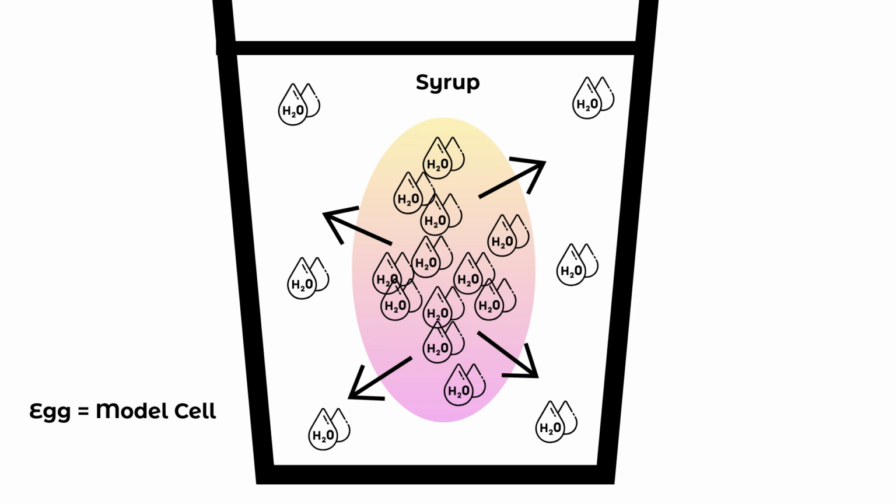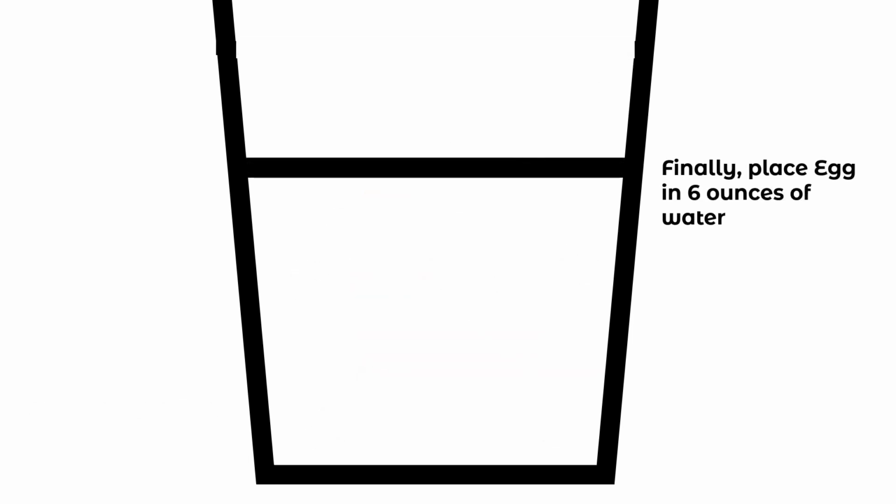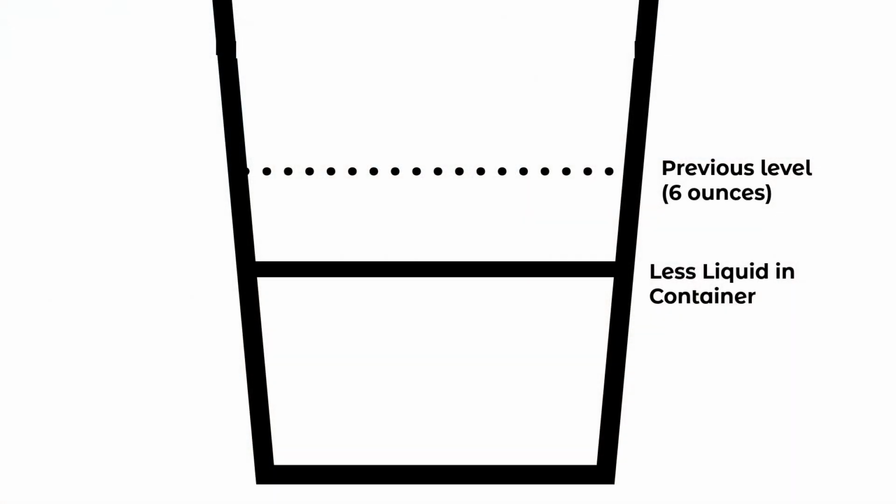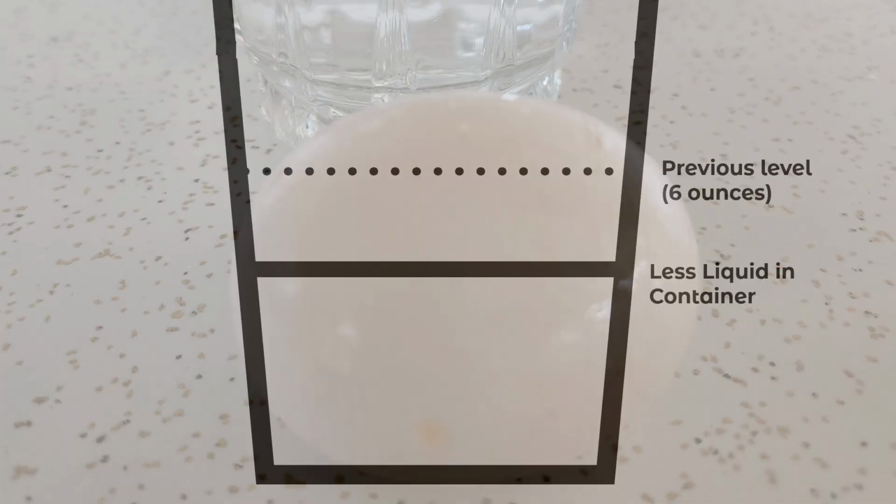Finally, place 6 ounces of water in the container and again place the cell back within. What will happen to the egg this time? The following day, the egg will be even bigger than when it started. Measurement of the liquid in the container will be less than 6 ounces. Since the egg is bigger and there is less liquid in the container, the process of diffusion can again be inferred.